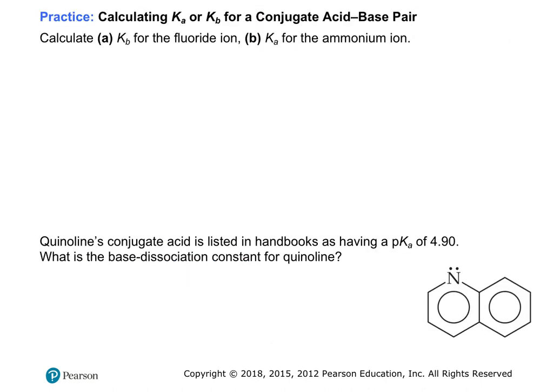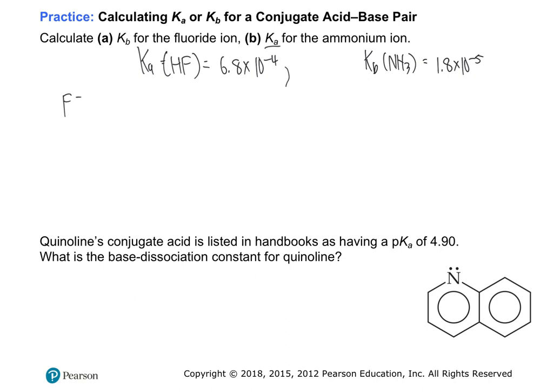So let's calculate the Kb for the fluoride ion, knowing that Ka for HF is 6.8 times 10 to the negative 4. And we're going to solve for the Ka of the ammonium ion, knowing that the Kb of ammonia, NH3, is 1.8 times 10 to the negative 5. Okay, so fluoride is a base, so I'm going to actually just show the dissociation in water to produce hydrofluoric acid and hydroxide. You don't have to do this, but that's fine.